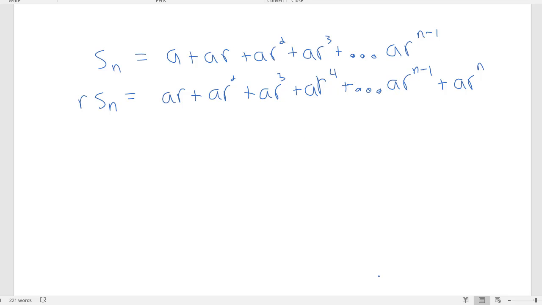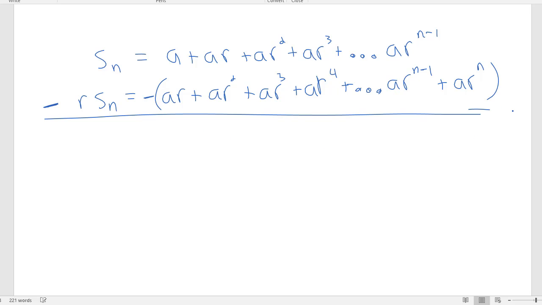Now, what I could do here is kind of cool. I'm going to think of this as a system of equations. Here are the two equations that I have. One equation is the nth partial sum. The other equation is r times the nth partial sum. I'm going to subtract these from each other. When I subtract, I'm really changing the sign of every term and adding. So I'm taking the first equation and adding the negative of the bottom equation.